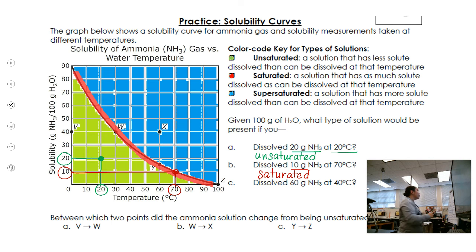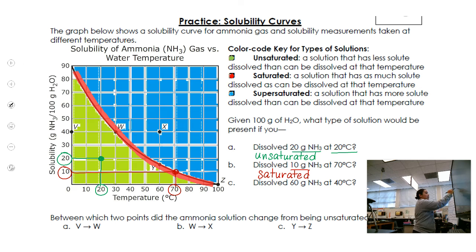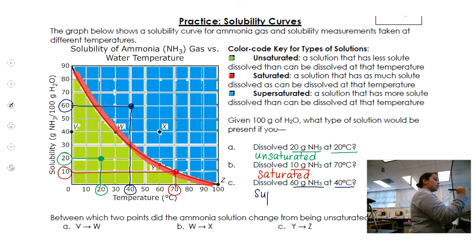And then you're going to be looking at the next portion, which is going to be 60 grams of NH3 at 40 degrees Celsius. So again, 60 grams, that's on the x-axis, and then 40 degrees Celsius, that's on the x-axis. So sorry, 60 is on the y, 40 is on the x. You're going to see where those 2 points meet. And then notice that they meet here above the line. So that would be considered a supersaturated solution.